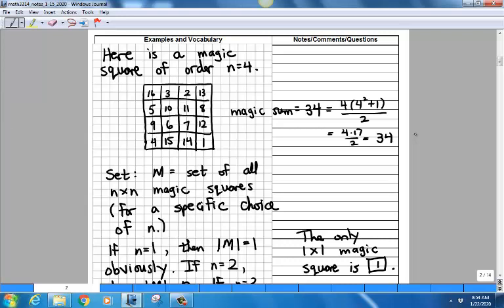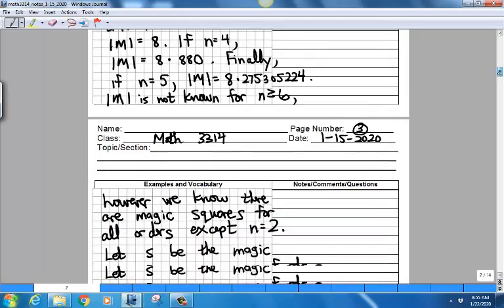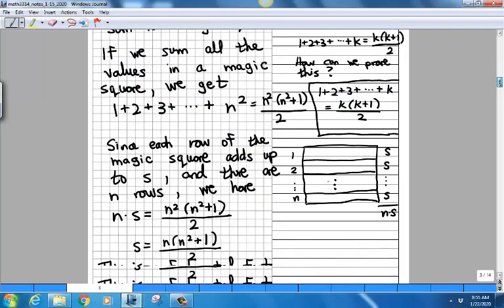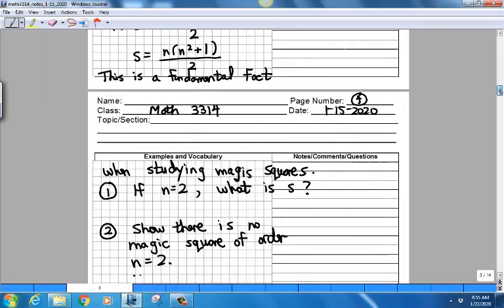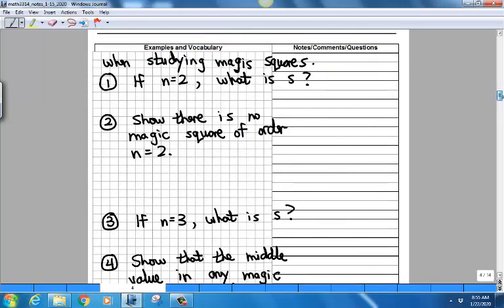But that's true no matter what choice of n, no matter what order you have. And that turns out to be a really useful fact in helping you prove things about magic squares or create magic squares.